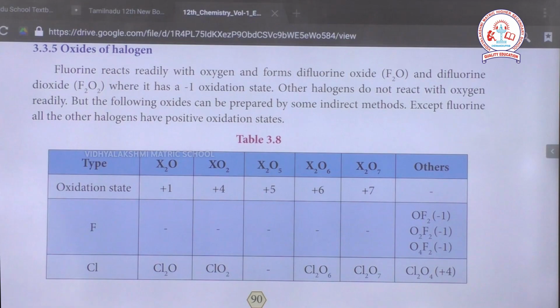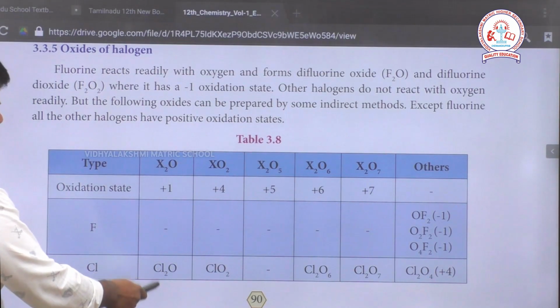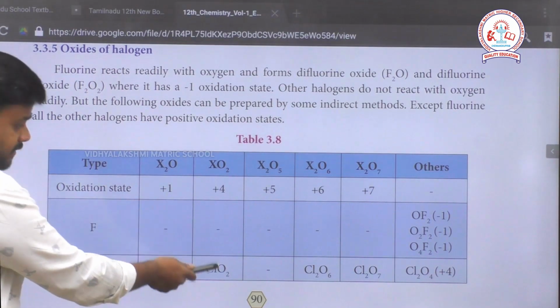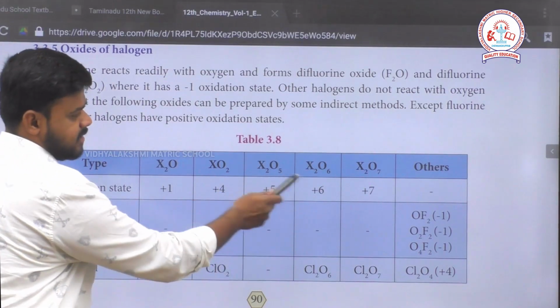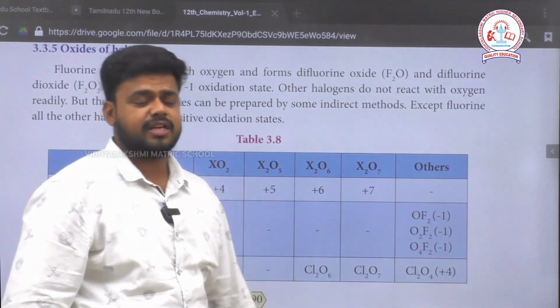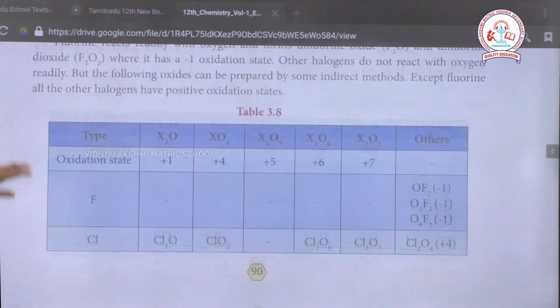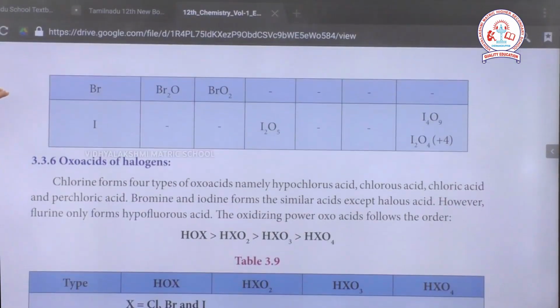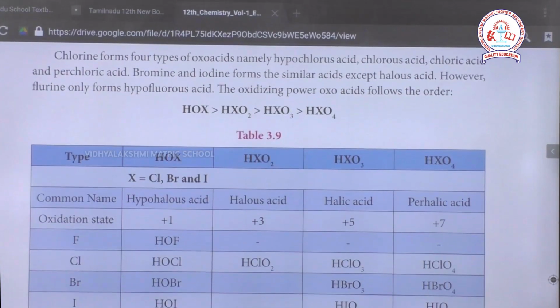Look at here. See, in the oxides formed by chlorine, the oxidation state is +1. Here also it is +4, then +6, +7. Whereas if you look at fluorine, fluorine alone gets the oxidation state of -1 here. So that's the reason. Okay, it has a minus oxidation state. So the rest of the compounds exhibit the positive oxidation state, no doubt in that. Okay, the next one, oxoacids of an halogen.